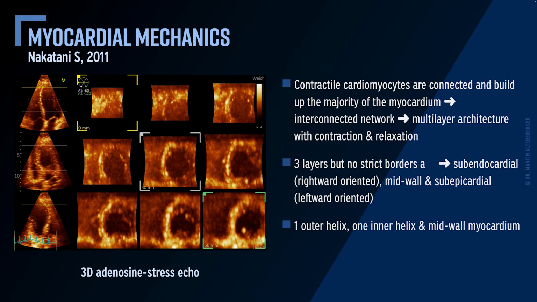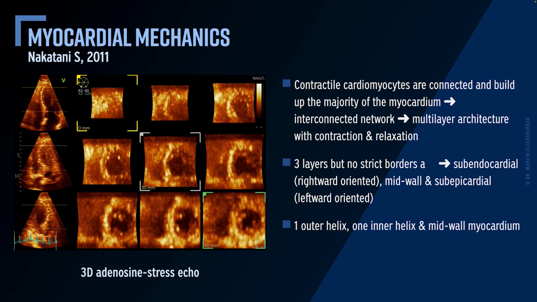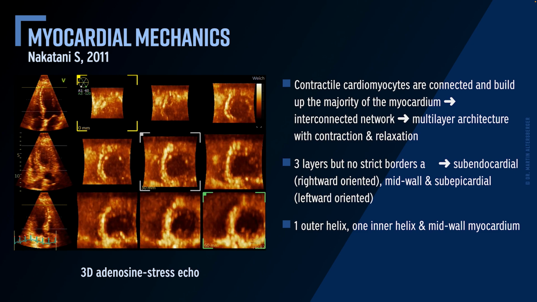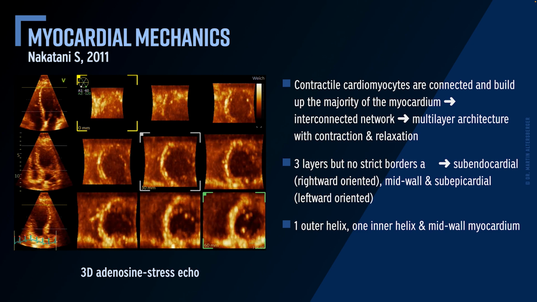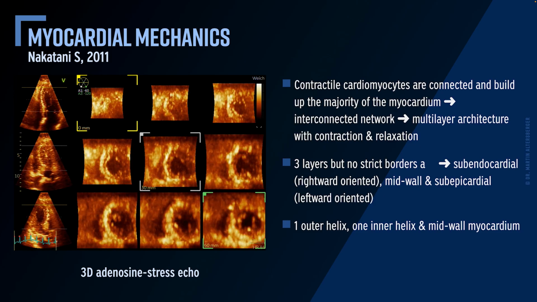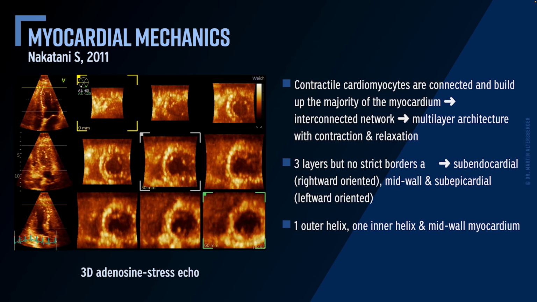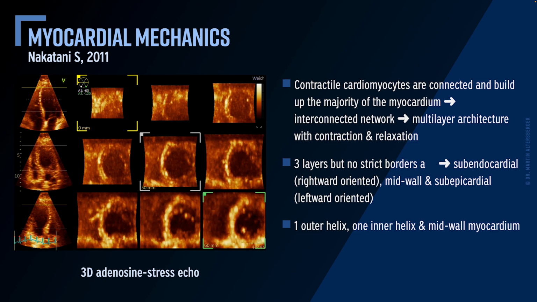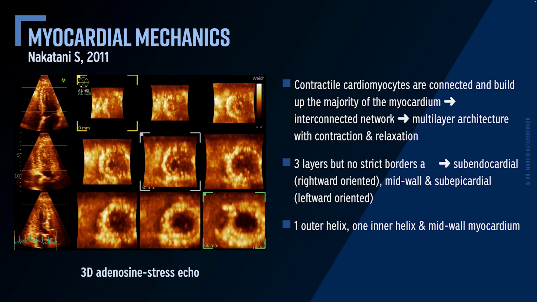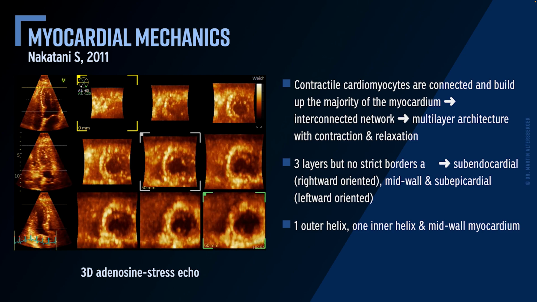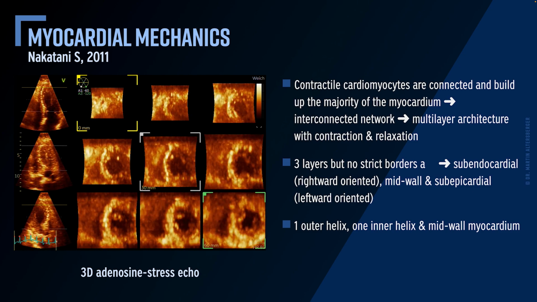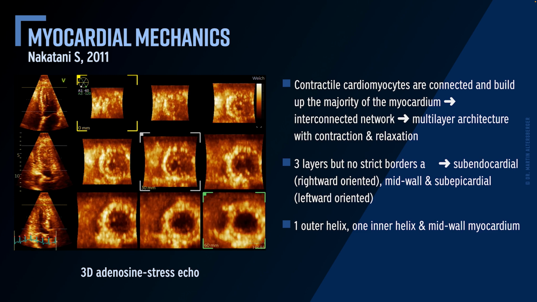theories of how the heart is actually built up, we have to define several layers. We have, in this case, the possibility of 3 different layers, but they do not have strict borders. We have a subendocardial layer, which is rightward oriented, a midwall and a subepicardial layer, which are leftward oriented. And they create an outer helix and an inner helix and the midwall myocardium. This is very important to remember when we talk about longitudinal left ventricular function.